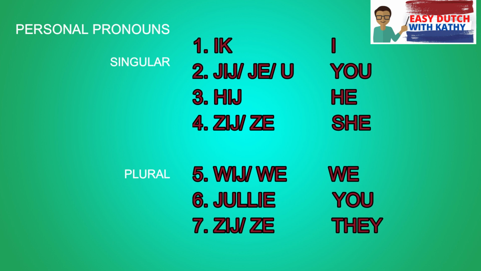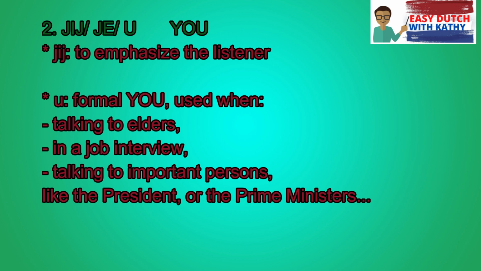Now there are some points that you need to pay attention to. For example, we have 3 different words for you. Je, the word in the middle, is very popular in Dutch for saying you. The first word, jij, you could use when you want to emphasize to the listener, the person you are talking to, that that is you, not someone else. And the last one, u, is actually a formal you.